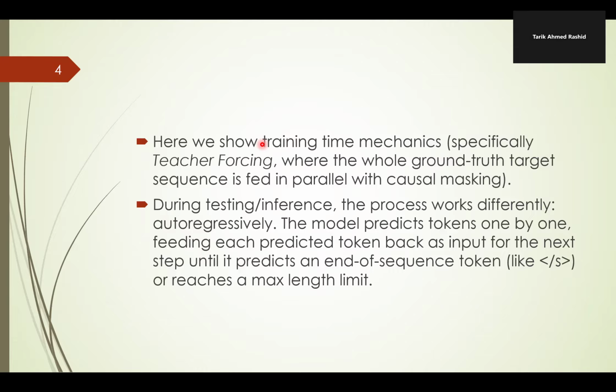But during testing, or inference, the process works differently. Auto-regressively, the model predicts token by token, so word by word, feeding each predicted token back as input for the next step until it predicts an end sequence token, /S. So for example, if you enter S, the predicted will be ANA. The start token will be entered, and then the system will predict ANA. Then for the next time, ANA will be added to the input, so your next input will be start token plus ANA.